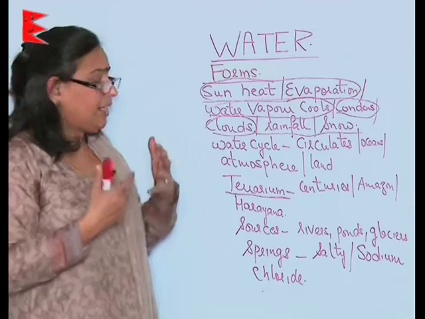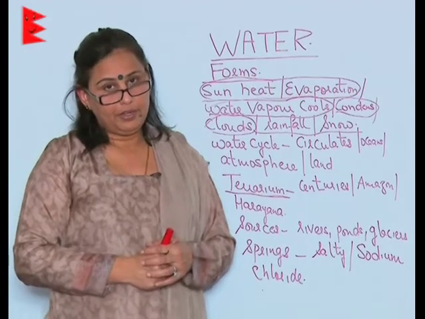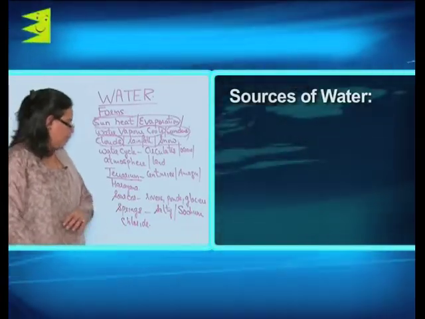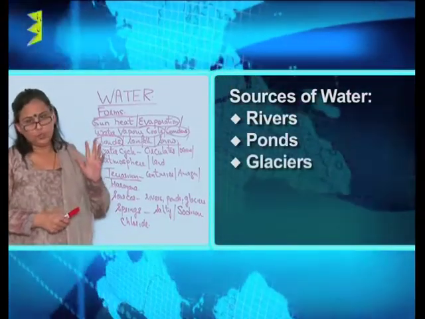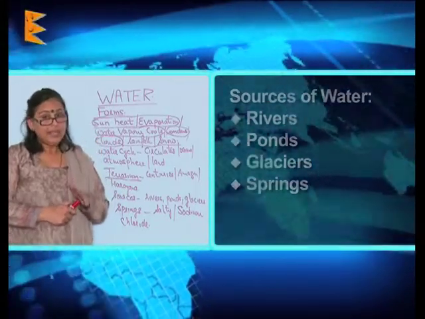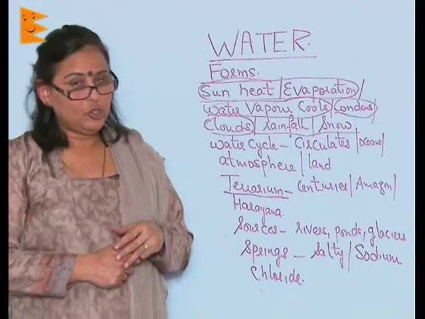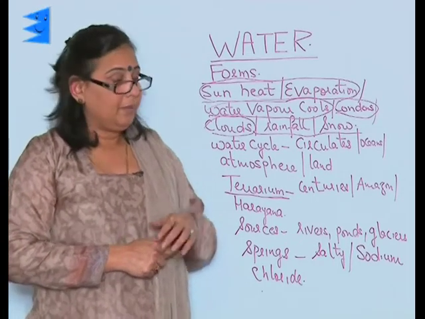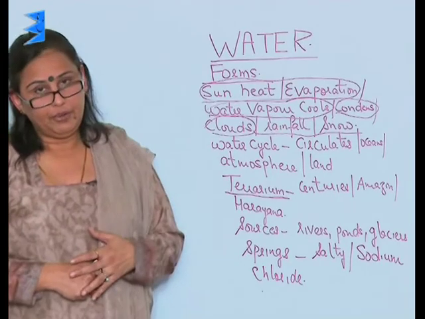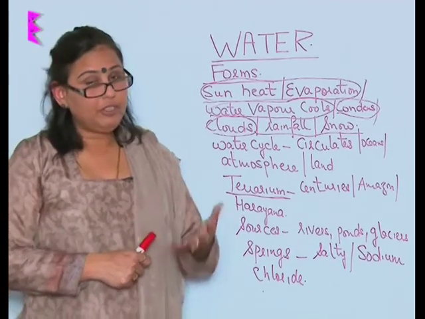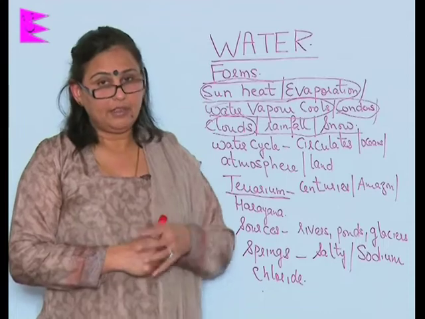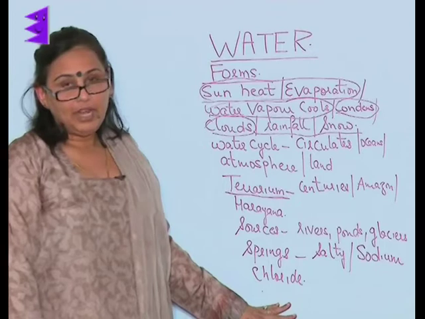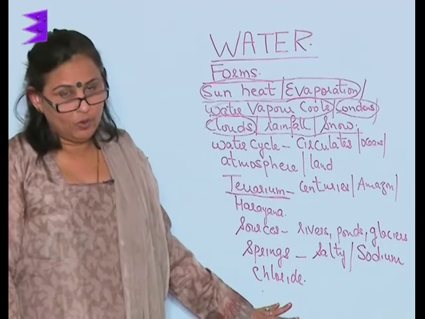Well, now what are the various sources of water? The various sources of water are many, like the rivers, the ponds, the glaciers, the springs and so on. But some water is very salty, like the water of oceans and the seas, which is not at all fit for drinking. And the salt which is dissolved in this water is the common salt, the sodium chloride that we use as our table salt.